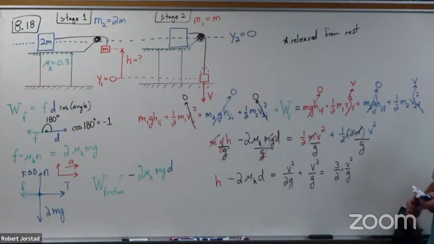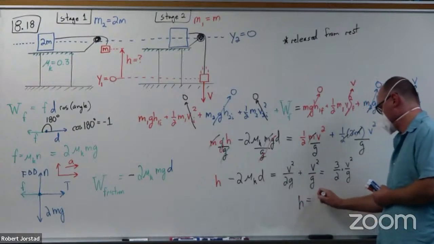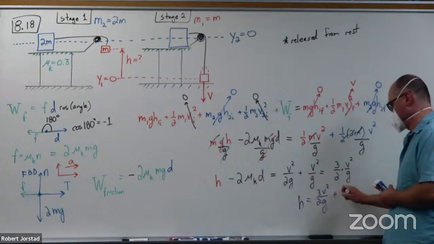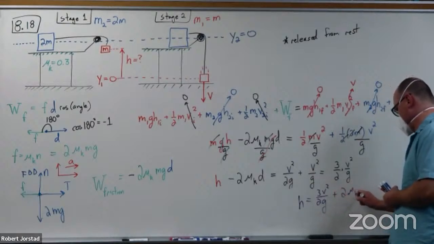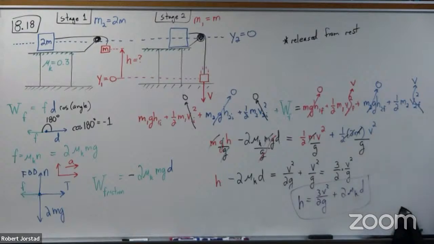H equals some crap. Got it. H is equal to 3 halves, or 3V squared over 2g, plus 2 mu kinetic d. Weird, right? Imagine you could make these problems infinitely hard, just adding more and more blocks, but you could do this. This is a standard procedure. This is what we do in every single problem. Cool, right?